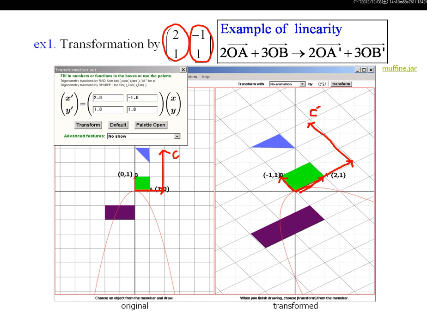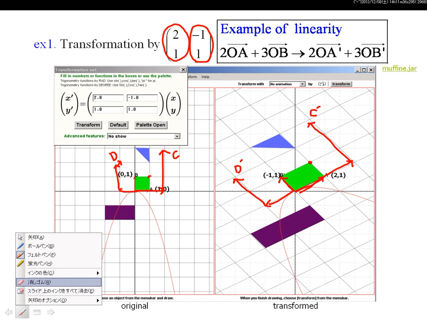With linearity, you don't have to calculate at all, like this one. Minus OA plus 2OB moves to minus OA dash plus 2OB dash. Like OA plus OB moves to OA dash plus OB dash. So you need grids to learn and teach mathematics, linear transformation, and a computer can help a lot because it takes time to write grids on the blackboard.